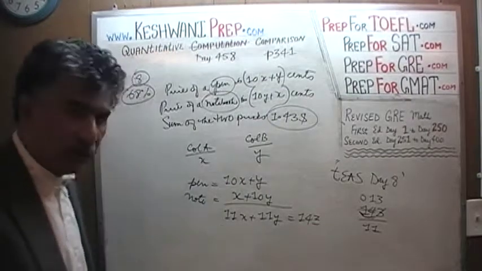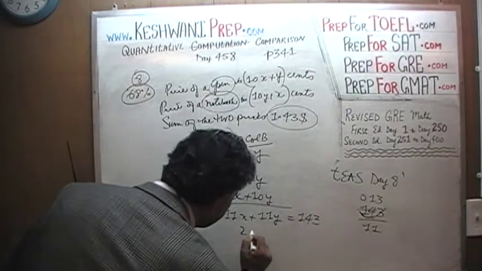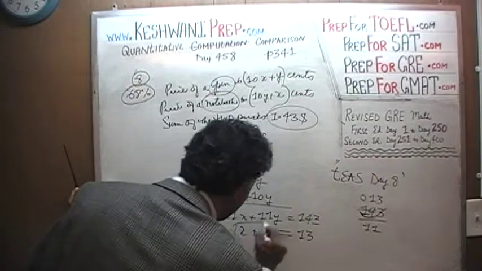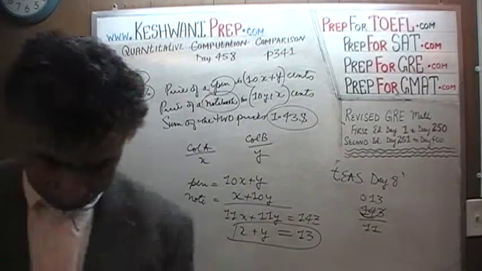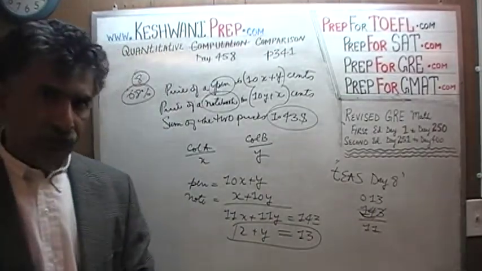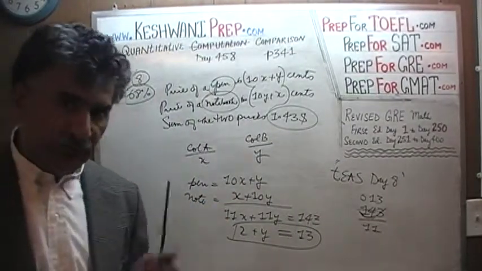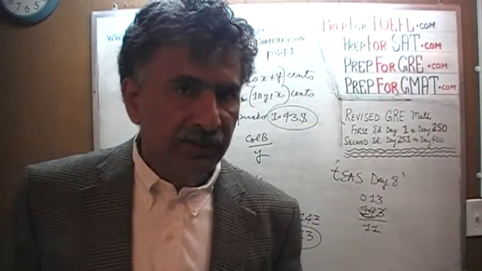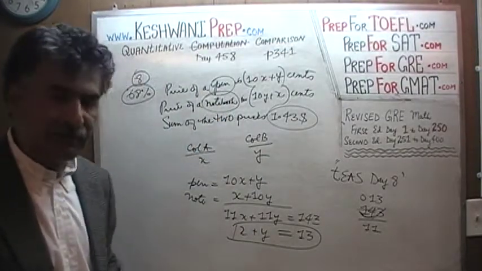So if you divide this entire equation by 11, what we'll find is that x plus y equals 13. So here's what's going on. I walk up to you, and I tell you that I'm thinking of two numbers in my head. And I proudly tell you that their sum is 13.